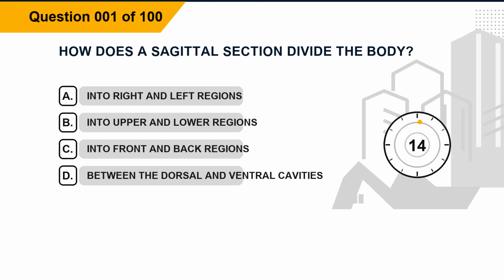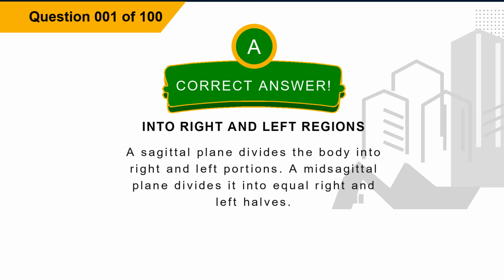Question 1. How does a sagittal section divide the body? Option A, into right and left regions. Option B, into upper and lower regions. Option C, into front and back regions. Option D, between the dorsal and ventral cavities. The correct answer is option A, into right and left regions.